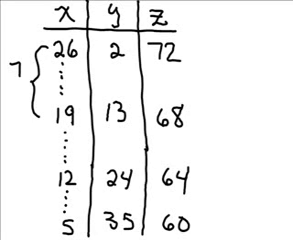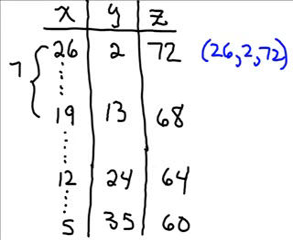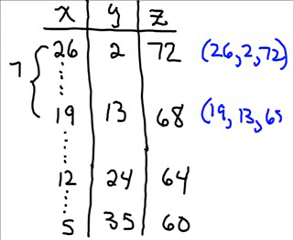All right, so here are the 4 solutions to my Diophantine equation. And when you're doing your homework, the answers are given as ordered triples. So in other words, this would look like 26, 2, 72. And this one would look like 19, 13, 68. All right, and again, it's just like an ordered pair, except instead of values for x and y, now you've got values for x, y, and z.